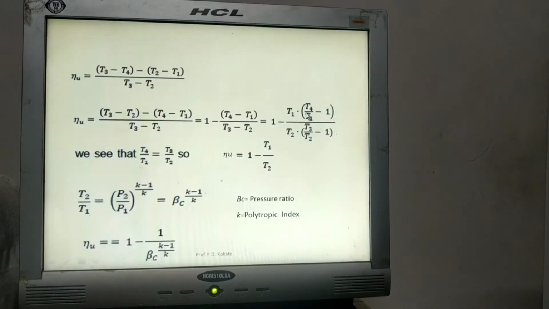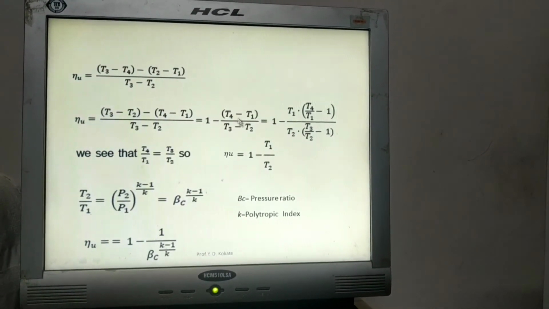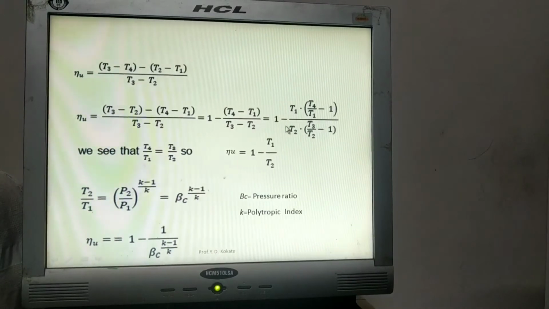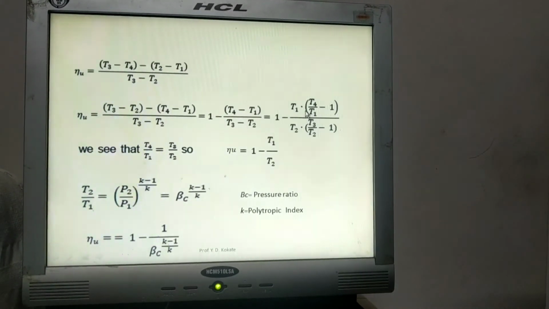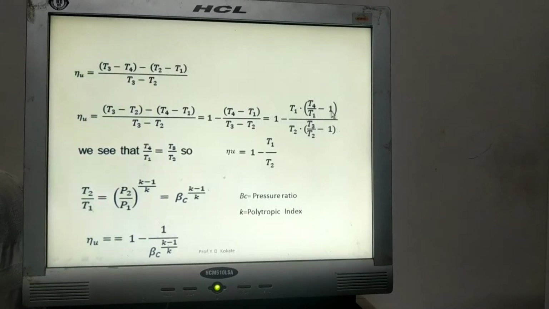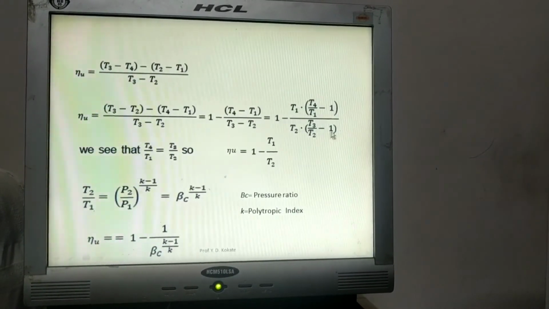I am taking T1 from this bracket and T2 from this bracket outside. So I will get 1 minus T1 upon T2, and inside the bracket, (T4 upon T1 minus 1) upon (T3 upon T2 minus 1).